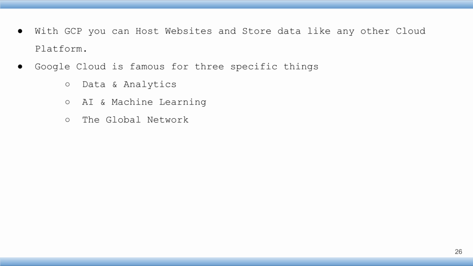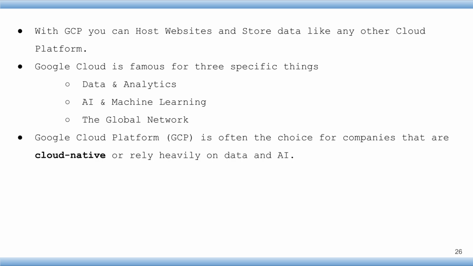The next point is we have to understand who uses it. Google Cloud is often the choice for companies that are cloud native or rely heavily on data and AI. For example, Spotify uses GCP to analyze the listening habits of millions of users to create Discover Weekly playlists. The next one is Snapchat, which runs its massive messaging infrastructure on Google Cloud Platform. And the third one is X, formerly known as Twitter, which uses GCP for data processing and analytics. Apart from this, there are many other companies who use Google Cloud Platform as their cloud infrastructure.